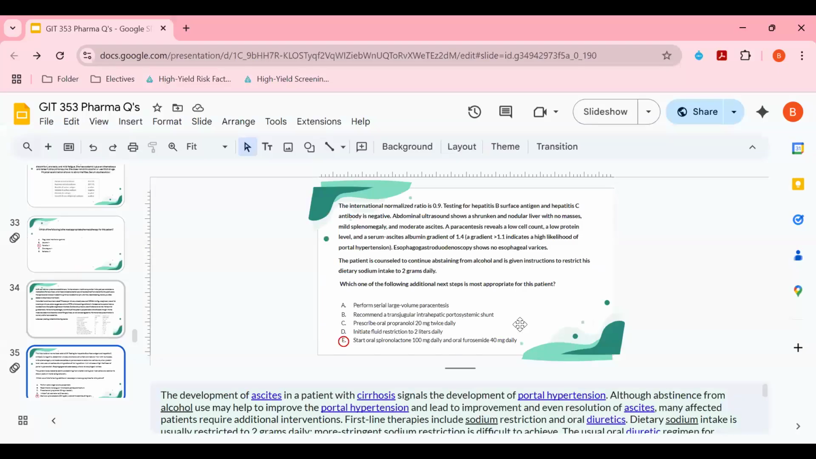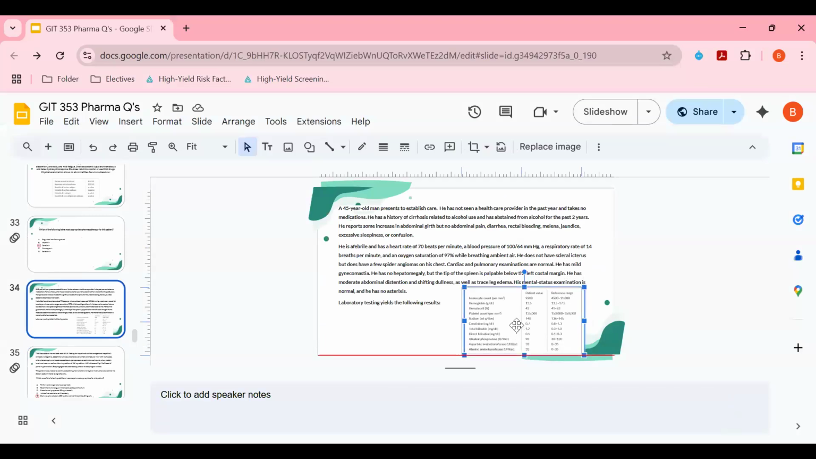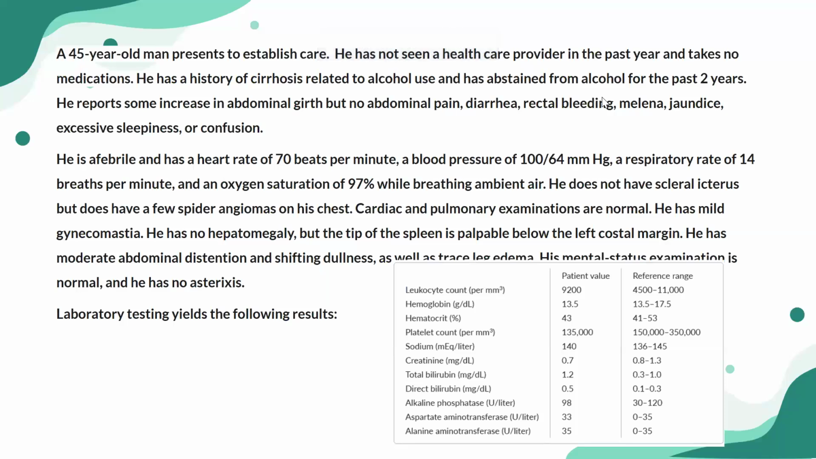All right. Let me move this up a little bit so we can see. All right. So the leukocyte count is normal. The hemoglobin is borderline. That's fine. Hematocrit is okay as well. Platelet count is decreased. So 135,000 instead of the 150 to 350.